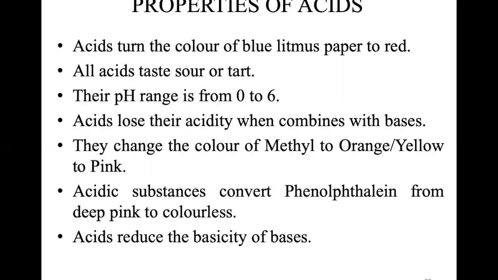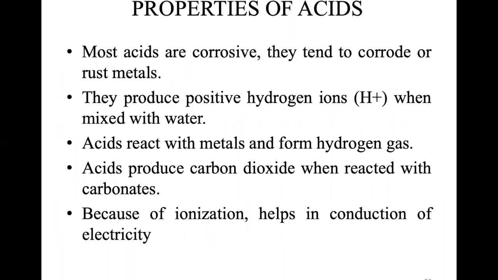Now let us study the properties of acids and bases that we have studied till now. Acids turn blue litmus paper red, they are sour in taste, the pH is from 1 to 6, you have to write. They lose the acidity when they combine with a base. The reaction is called neutralization, and they change the color of methyl orange to pink. Acids do not show any change in phenolphthalein, and they reduce the basicity of the bases.